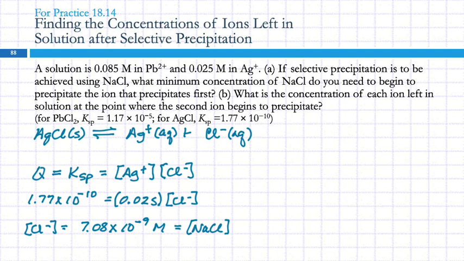So as we add sodium chloride and get to this concentration, at this point Q for this reaction is equal to KSP, and we will be teetering on the edge of silver chloride precipitating. Everybody okay with that?